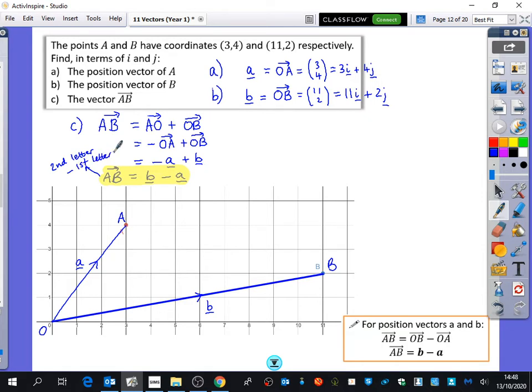And you're going to be using this lots and lots of times. You don't want to always have to think what it is. You just want to look at it and be like, okay, it's this one minus this one. Is that always the case? Always, always, always the case. Okay, if we're talking about position vectors, that is always the case.